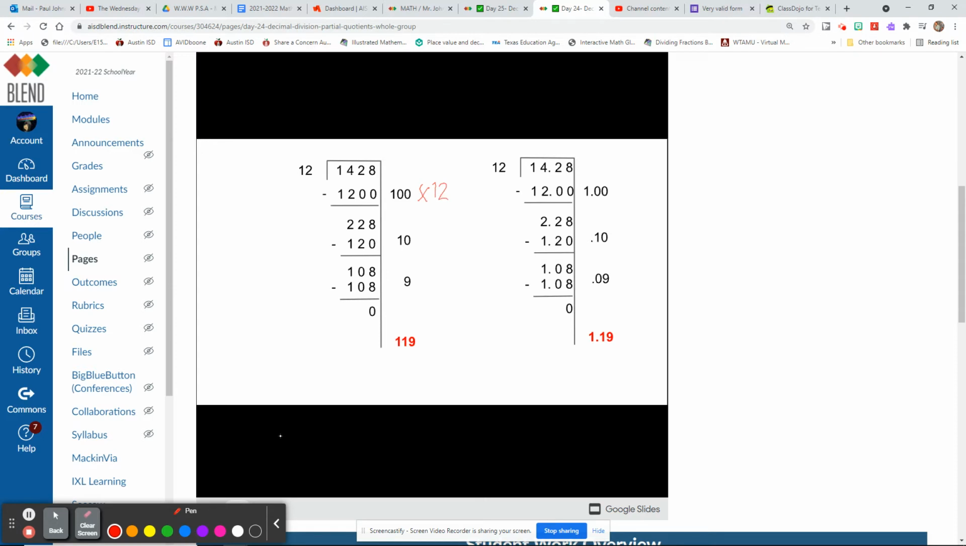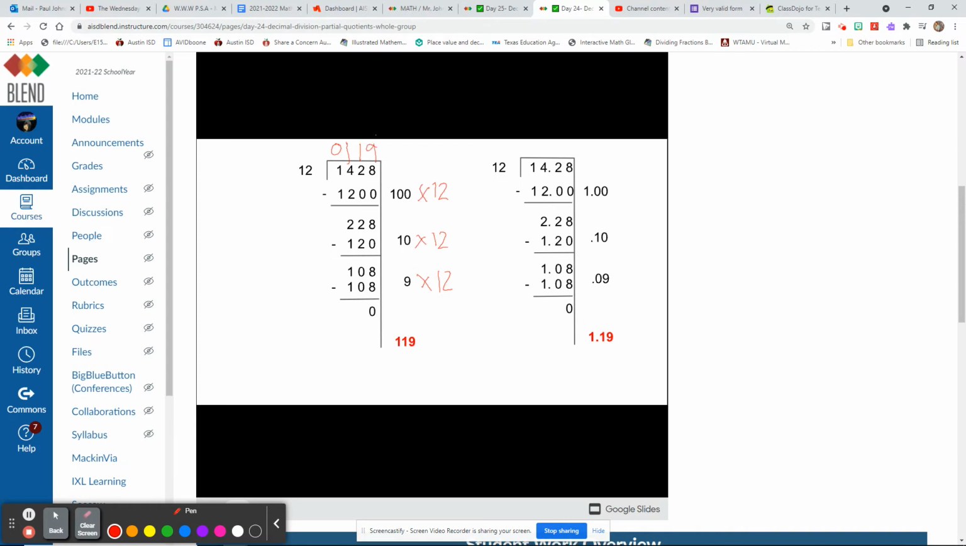So they subtracted 1,200. And then they had 228. So with 228, 10 groups of 12 is 120. So they subtracted 120, got 108. Then 9 groups of 12 is 108. So they subtracted 108, got 0. That would make your quotient over here 119.